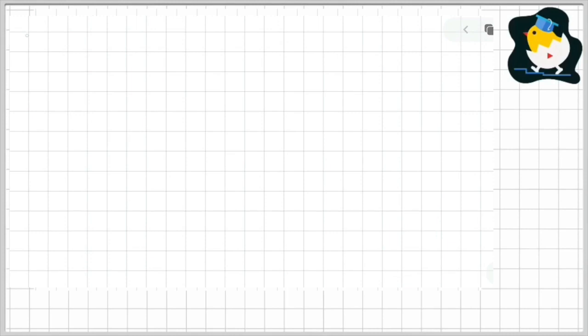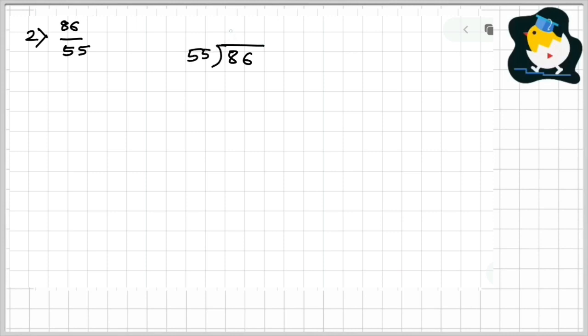So let's solve one more example. The number is 86 upon 55. As you can see, this is a rational number because 86 is an integer and 55 is also an integer. So let's convert this into decimal form. Obviously we will divide 86 by 55.